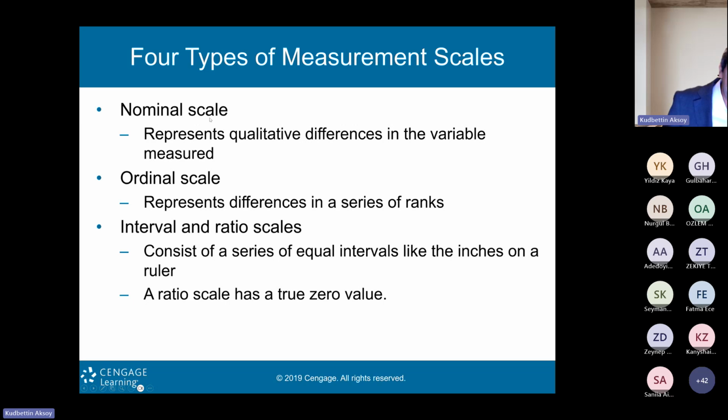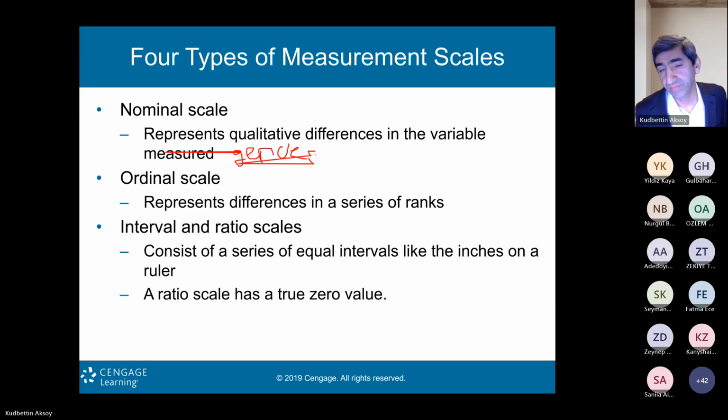At the nominal level, the values are qualitative, like male and female. When your variable is gender, then your scale is nominal. Ethnicity, socioeconomic status, level of education. All of these are categorical.